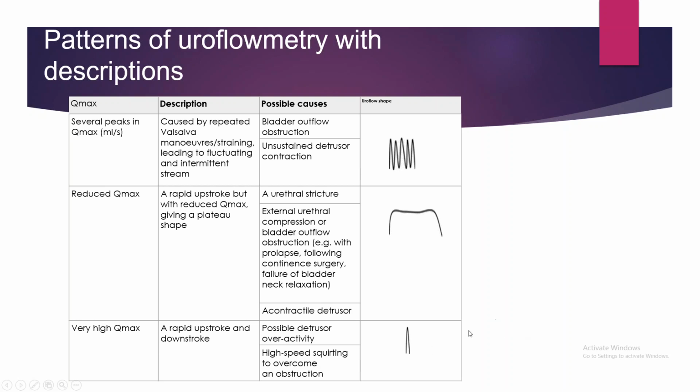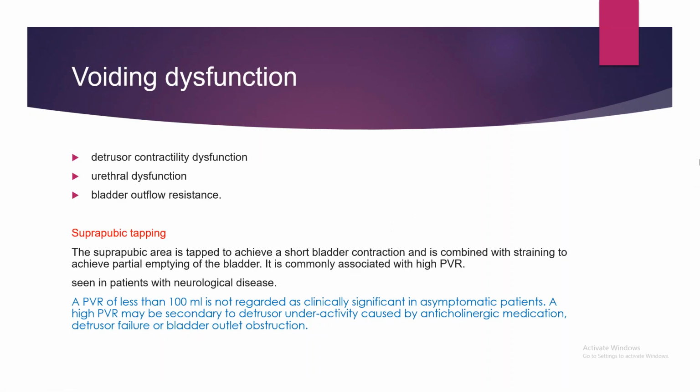So very high Qmax can be seen here. In the next example, you can see this. So what are the causes of this voiding dysfunction? It can be due to detrusor contractility dysfunction, urethral dysfunction, or bladder outflow obstruction.